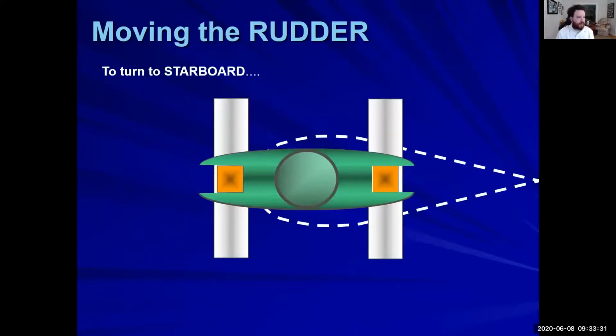So again, we have our rudder. That's our dotted line right down there. We have our tiller, and we have our rudder stock. All right, we're just looking straight down on it right now. And of course, we have our rams.